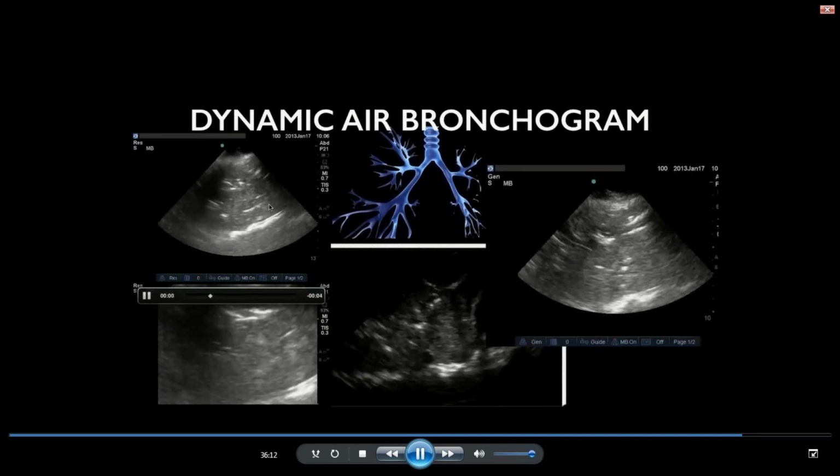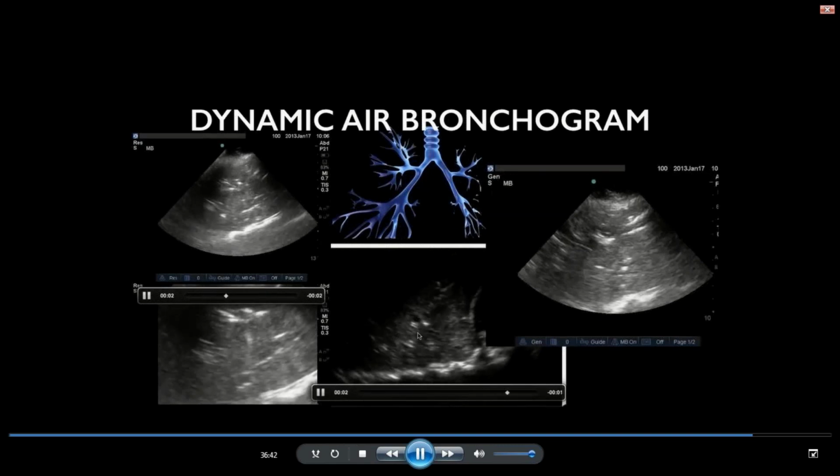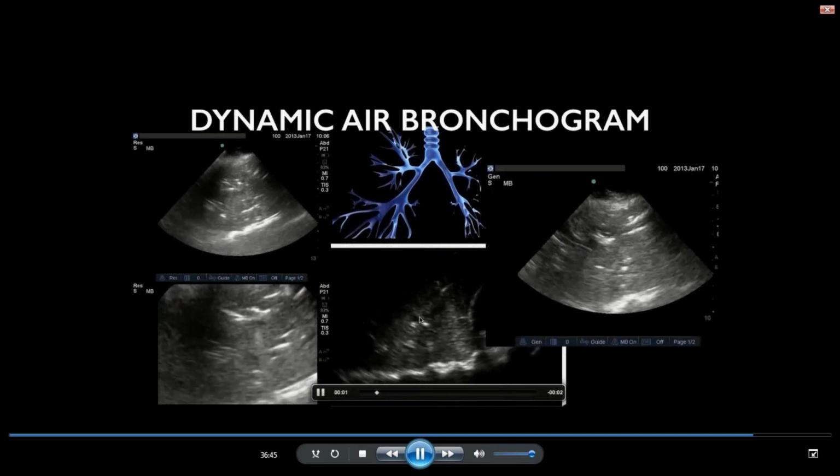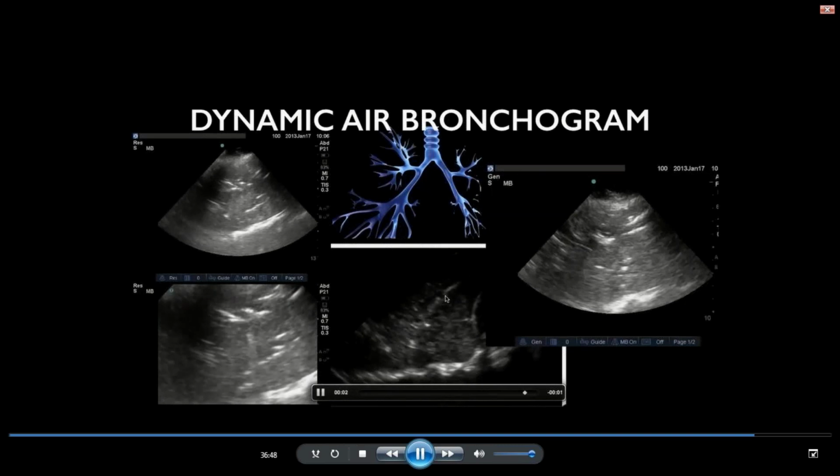What I want you to appreciate in all of these images is the movement of these white streaks over time. And what I'm depicting here is called a dynamic air bronchogram. So with inspiration, this air comes in and goes out with expiration. So the bronchial tree is getting outlined dynamically by air with the use of ultrasound in this consolidated section of the lung. Here is another example. You can beautifully see the bronchial tree with inspiration. There's bright white air coming in, expiration goes out, comes in again with inspiration.